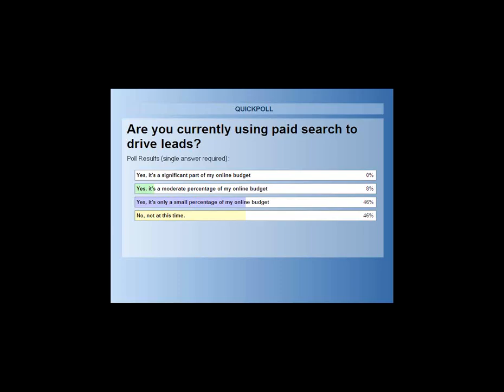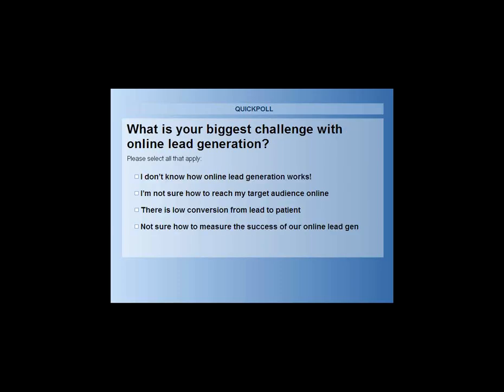So let's take another poll right now to really understand what some of your challenges are with online lead generation and why maybe you haven't gotten started yet. What is your biggest challenge with online lead generation? Perhaps some of you don't know how online lead generation works, or maybe you're not sure how to reach your target audience, or maybe there's been a low conversion from lead to patient. And hopefully we'll be able to answer some of these challenges for you today.